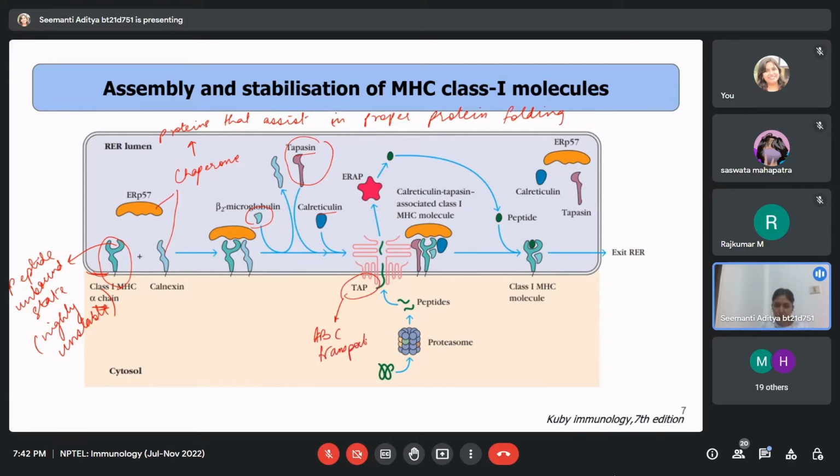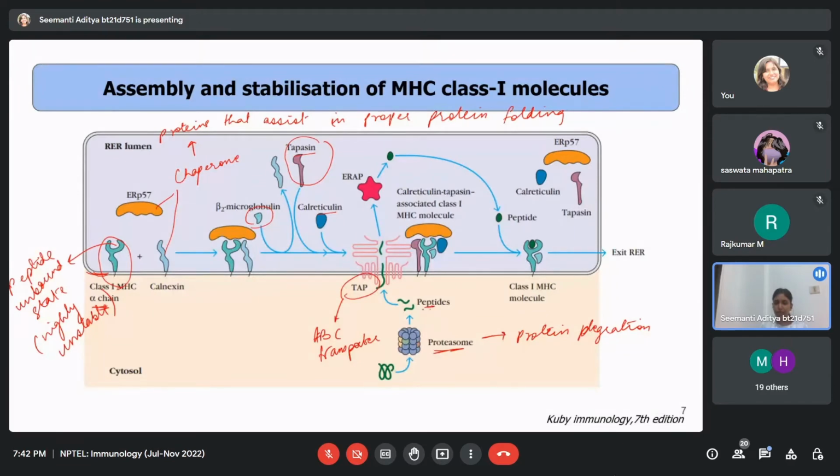Now in any cell, there will be several proteins or peptides that are synthesized. Not all the proteins that are synthesized are useful. Some proteins need to be degraded, some proteins are misfolded, some proteins are synthesized in excess. All those proteins are degraded in the proteasome. The proteasome helps in protein degradation. Once these excess proteins are degraded in the proteasome, they are broken into small peptides.